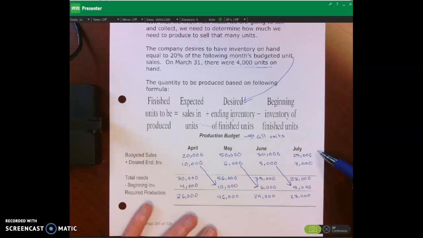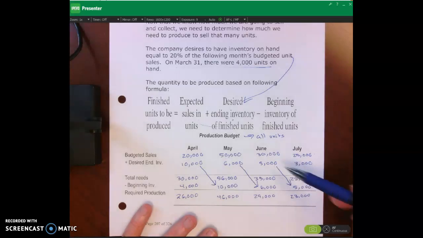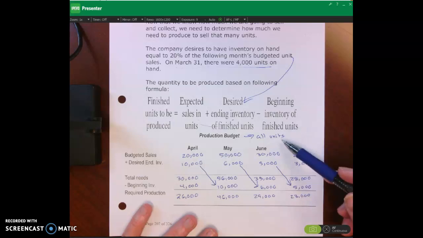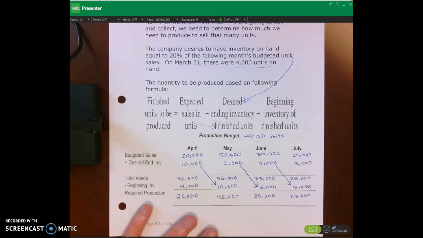And then if you were to look at August, the sales budget, we anticipated 15,000 units. 20% of the 15,000 is 3,000. Add those two together, get 28,000. Ending for June becomes beginning for July. Subtract the 5,000, then we have 23,000. And again, remember the production budget is all in units, okay?